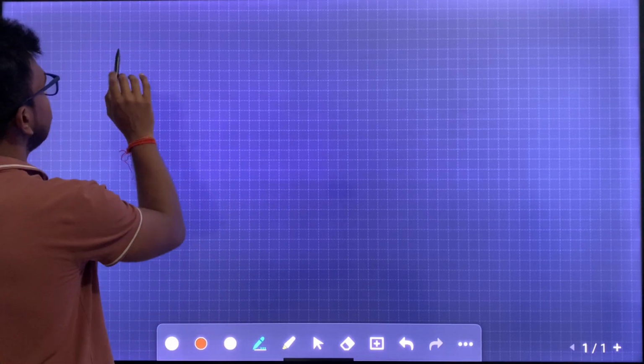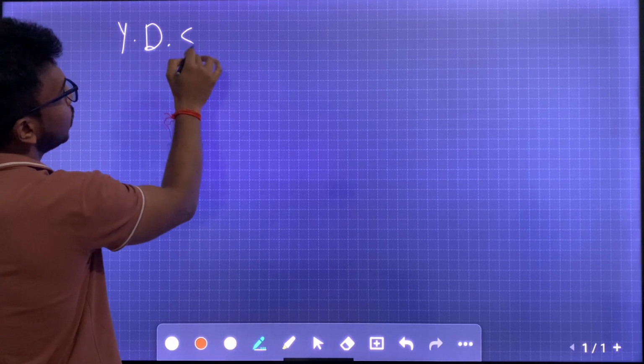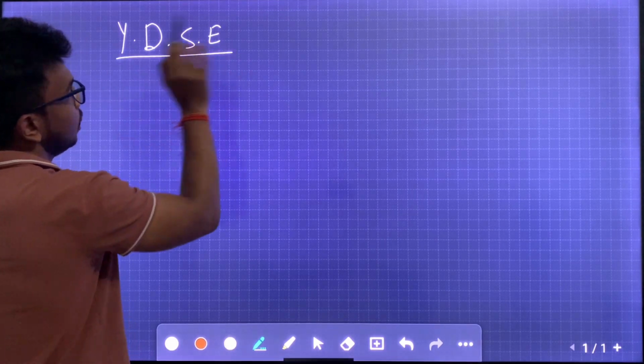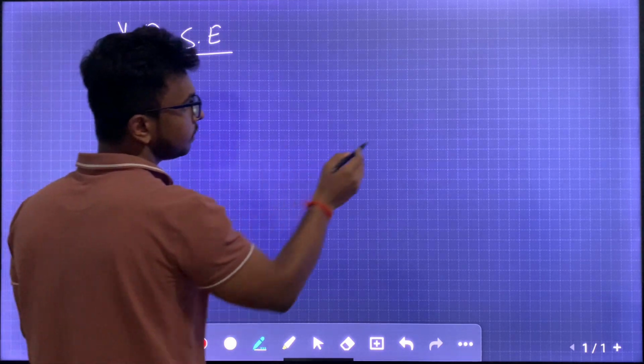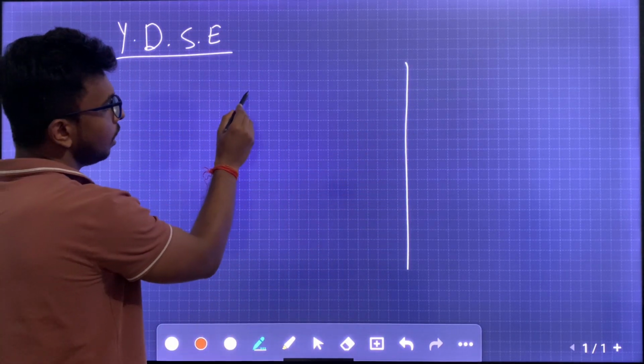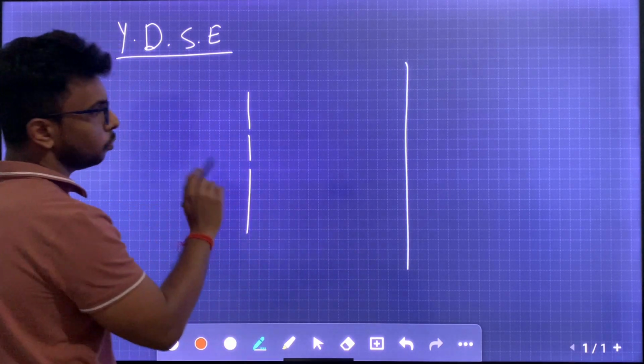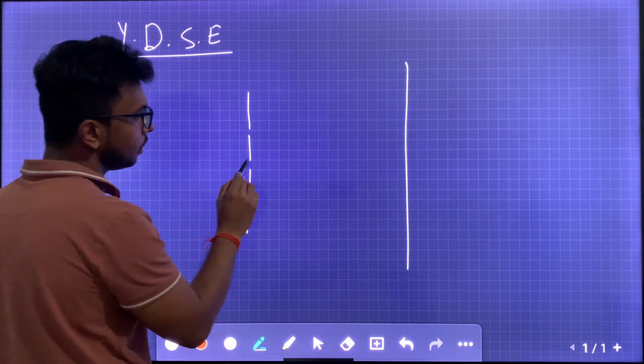So let's take this, as this is Young's double slit experiment. First we'll talk about the double slit interference pattern, or YDSE. So this is the screen. We have a screen, and then we have the slits. The slits are the small openings from which the light would basically come.